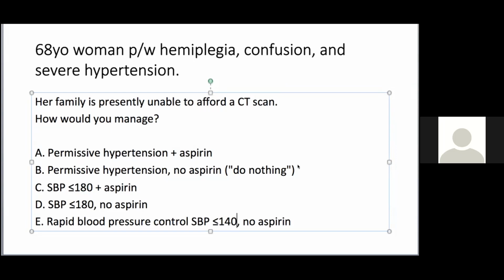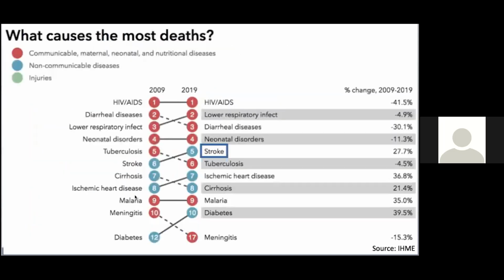When I first encountered this, I was choosing option B very frequently, where I didn't want to do harm by giving aspirin, but I also didn't want to do harm by lowering the blood pressure. But I think it's a really challenging situation and unfortunately very common. Stroke is the 5th leading cause of death in Kenya. It's the top non-infectious cause of mortality in adults in Kenya, and it's a huge cause of disability. So this is a very frequent clinical challenge that we're presented with.